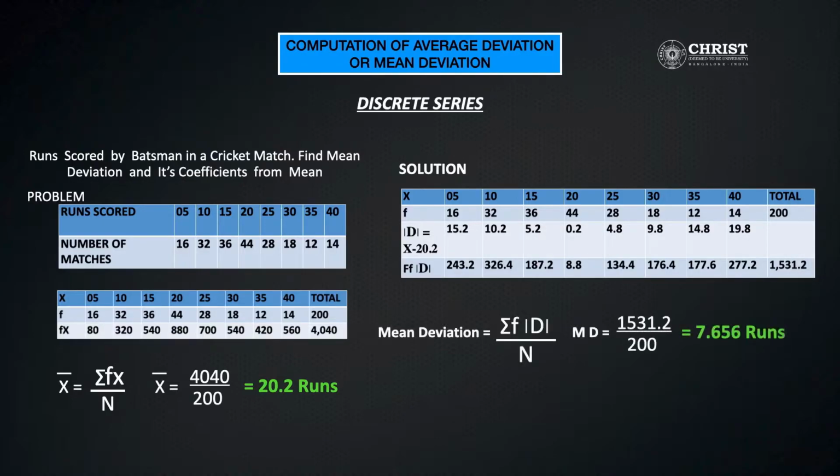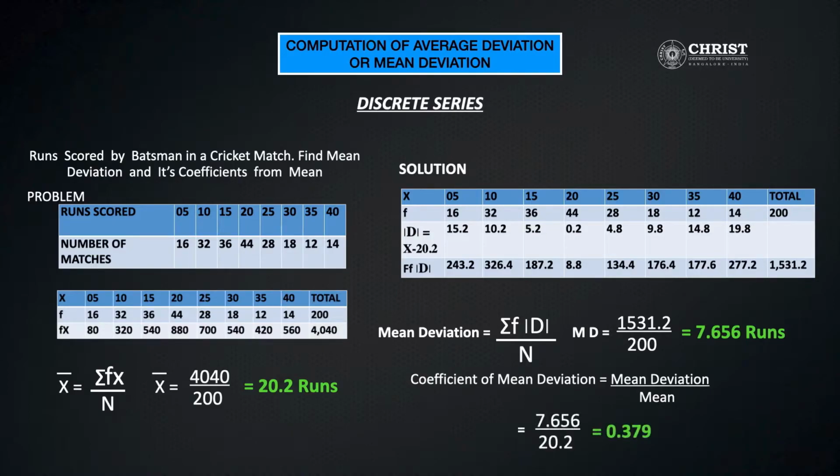So now you can calculate mean deviation, that is 1531.2 divided by 200, that you will get 7.656 runs. Coefficient of mean deviation is mean deviation divided by mean, that is 7.656 divided by 20.2, 0.379. For coefficient we will not write the units, whereas for mean deviation we have to write the units.